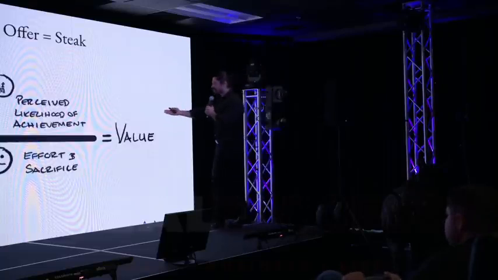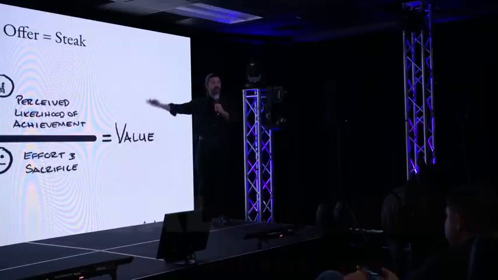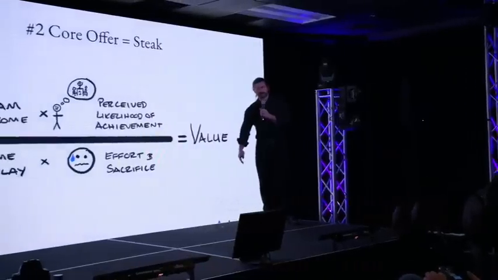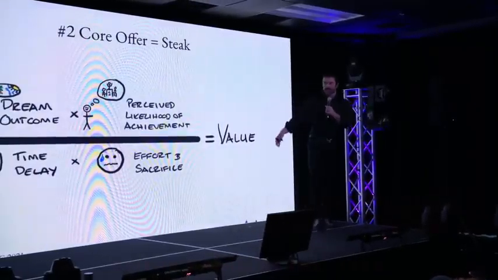So everything on the top side of this equation is stuff that people value. They want more of this. This is great. We try and increase this. The bottom side of the equation is stuff that detracts from the experience, that makes them less likely to want to buy, all right? So the time, delay, effort, and sacrifice.